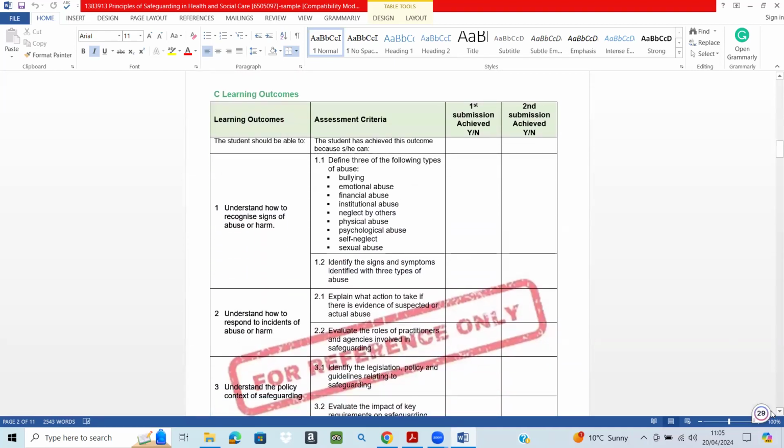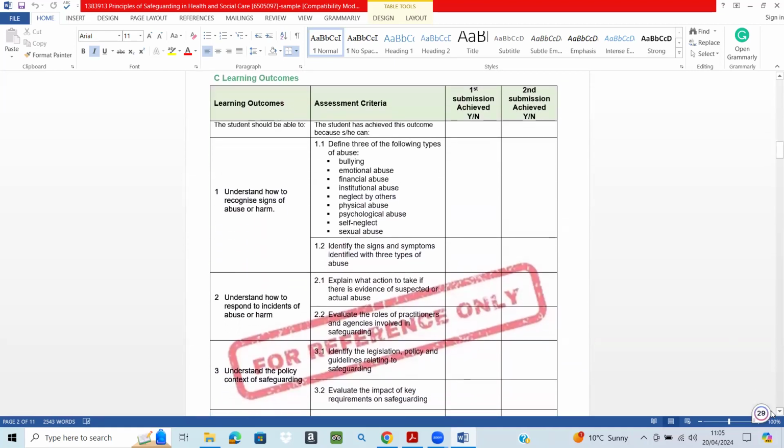Then we have the learning outcomes. So we always need to cover the assessment criteria. So the student should be able to understand how to recognize signs of abuse or harm. So the student has achieved this outcome because she can. So for example, these are the important points.